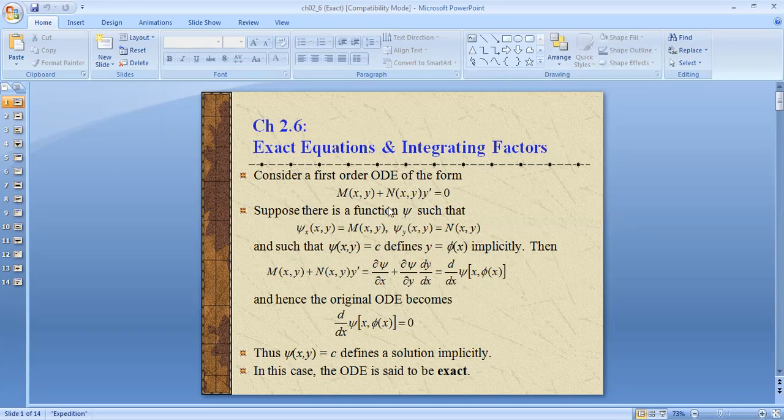Suppose there is another function psi. This is psi x, the partial differentiation with respect to x. Okay, and psi y, partial differentiation with respect to y. This is the m, and this is the n. So you can take this, just taking the integration constant, psi equal to c. So this whole function can be written as d dx of this. So this differential equation is actually exact.